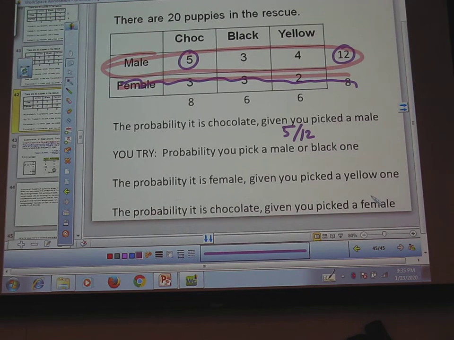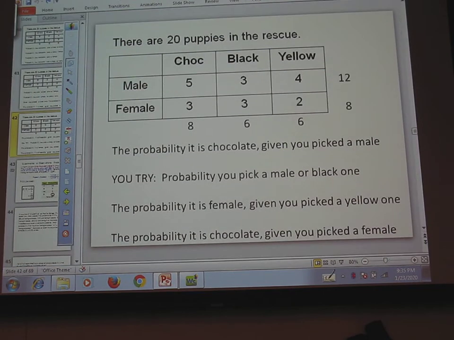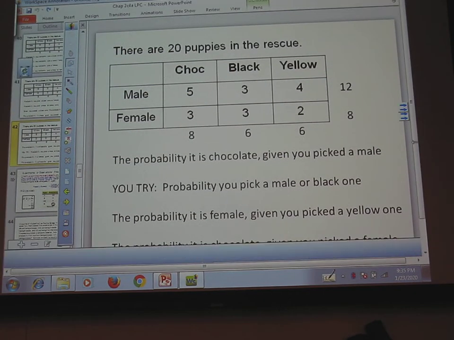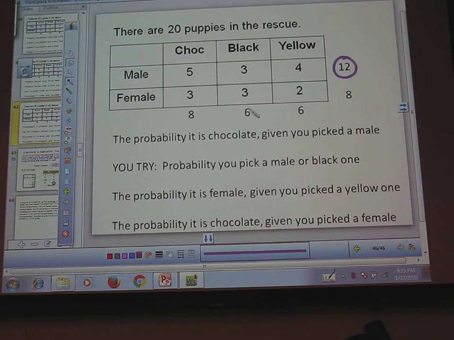Okay, so let's go ahead and take a look at the ones that you guys are trying. What's the probability to pick a male or a black one? So male or black, so there are 12 males, 6 black, but there's 3 that are getting double counted. They're getting counted in the 12 for the male and in the 6 for the black, so they're getting counted twice. So that would be 12 plus 6 minus 3 out of 20, 15 out of 20.